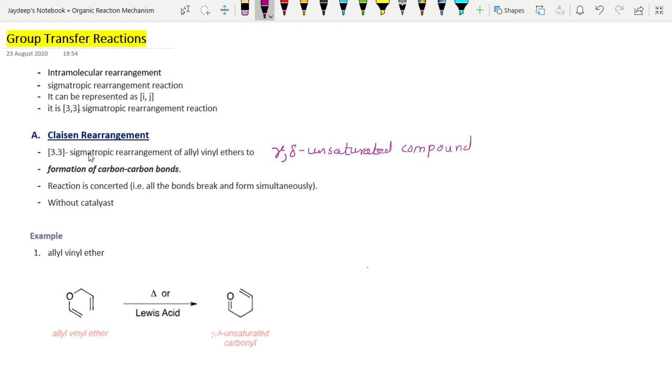So let us consider the first example, that is Claisen rearrangement. In Claisen rearrangement, as earlier said, it is a [3,3] sigmatropic rearrangement because it belongs to the group transfer reactions, in which the allyl vinyl ether is converted to the corresponding gamma, delta unsaturated compound. It is a reaction in which a carbon-carbon single bond is formed, and it is a concerted process in which the bond making takes place simultaneously. The reaction also takes place without catalysis.